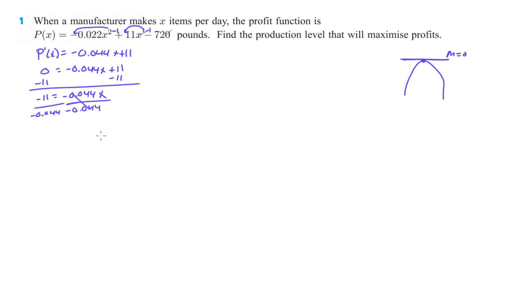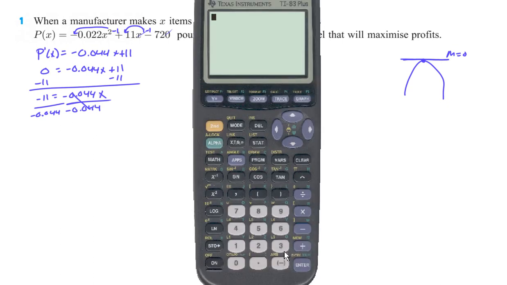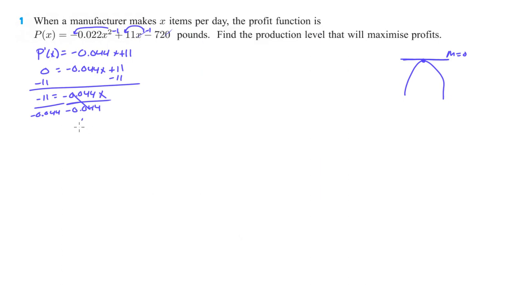And that will tell us how many items we need to make. I'm not even going to bother putting the negatives on there because the negatives will cancel out. So 11 divided by 0.044 gives us 250. So we want to make 250 items per day to maximize our profit.